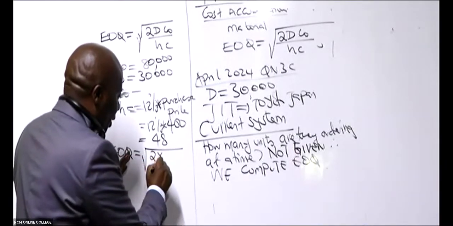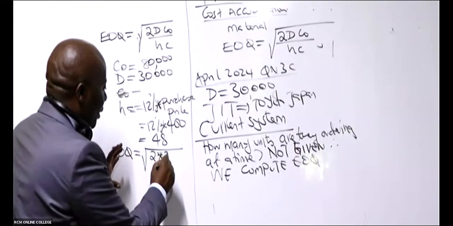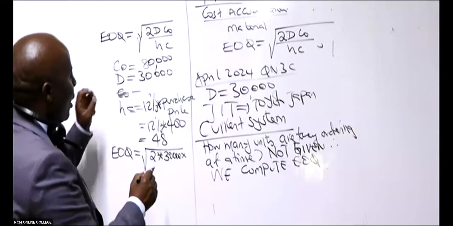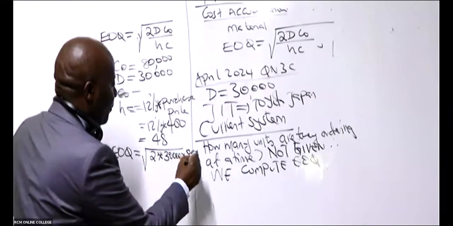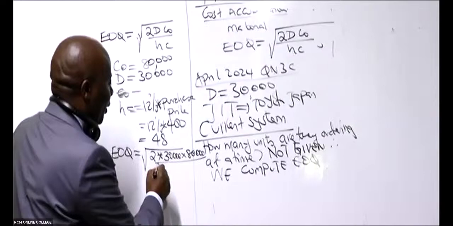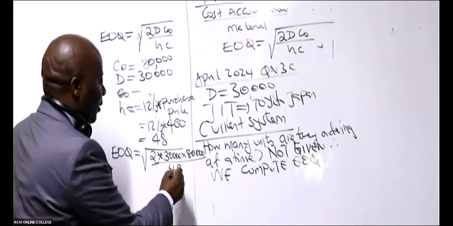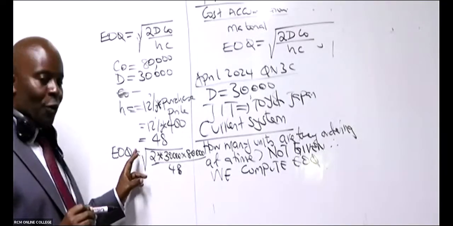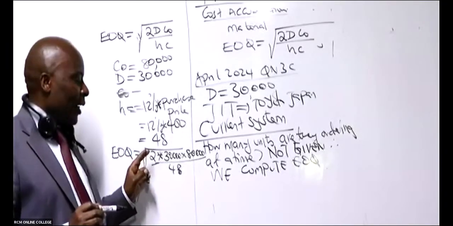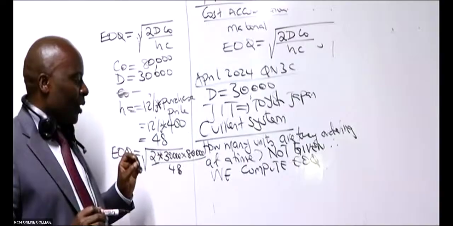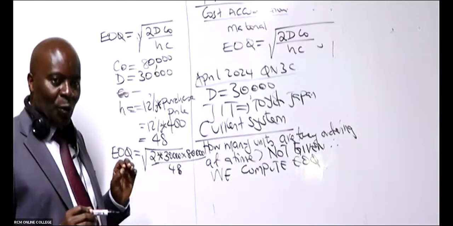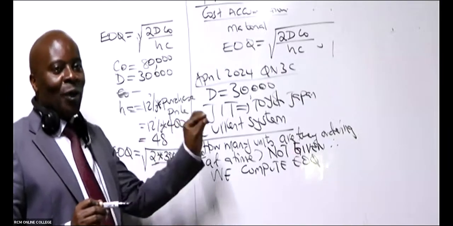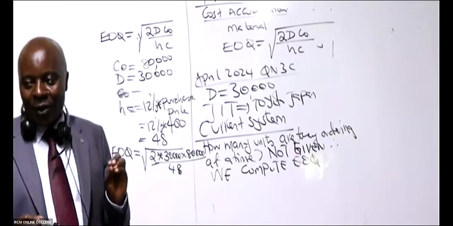which will be the square root of 2 times annual demand of 30,000 times cost per order, which is 80,000, divided by the holding cost of what here, somebody? 48. So remember, how do we do this first? We forget the square root. We say 2 times 30,000 times 80,000. Whatever answer we get, we divide by 48. And then we say square root.